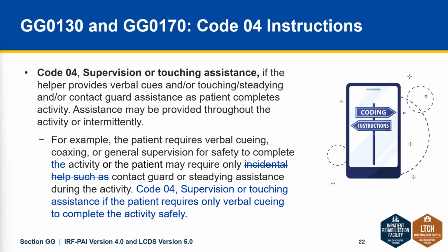Code 04, supervision or touching assistance, is selected if the helper has to provide verbal cues and/or touching, steadying, and/or contact guard assistance during completion of the activity. This assistance may be provided throughout the activity or intermittently. Note that there were changes made to the language. Contact guard assistance was previously considered incidental help, but that has now been removed. If the patient is able to perform the activity with either contact guard or steadying assistance, then it is coded with code 04. It was also clarified that code 04 supervision or touching assistance is also appropriate if the patient requires only verbal cueing to do the activity safely.